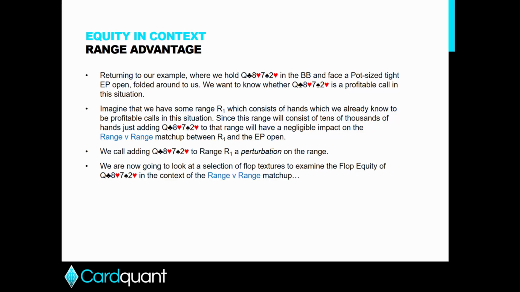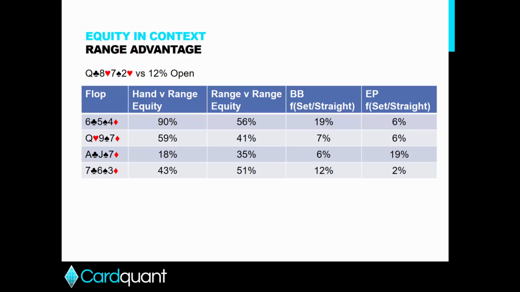We're now going to look at a selection of flop textures to examine the flop equity of Queen 8-7 deuce in the context of the range versus range matchup. So here we have four different flops. We have the 6-5-4 flop, where you see our hand versus range equity is very good. We flop the nut straight, and our range versus range equity is still pretty good. We're going to be ahead despite the fact you're out of position with a wide range against a tight range. You also see that the frequency with which the big blind, so that's us, holds a set or a straight is almost 20%, and our opponent only holds it 6%.